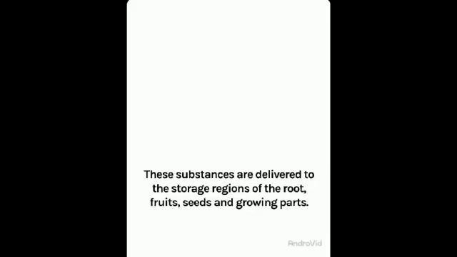Now let's see what the storage regions are. Storage regions are the regions where the food gets stored. These storage regions are found in the plants in the root, fruits, seeds, and growing parts. Here you can focus on this point. You are eating lots of things from the plant, which are fruits. Some you are eating are roots, some you are eating are seeds and the growing parts in the form of flowers, leaves, and stem also. So all these are what? The storage regions or storage parts of the plant which we are eating.